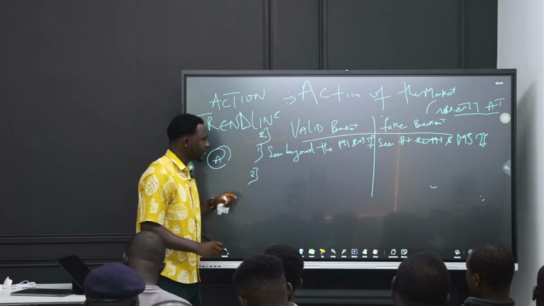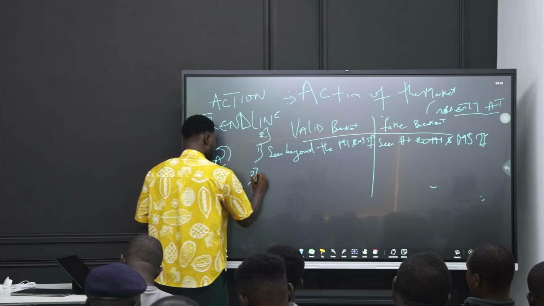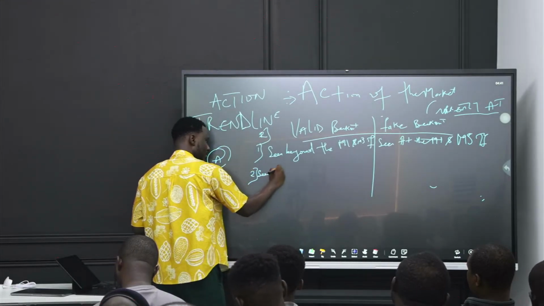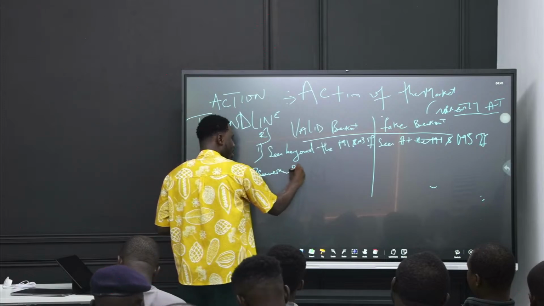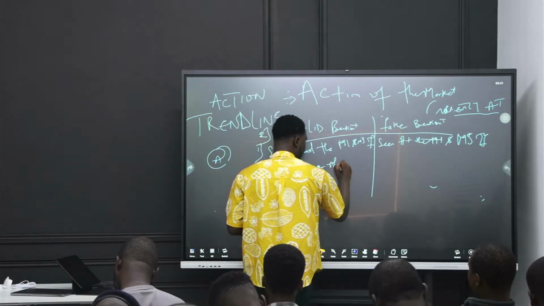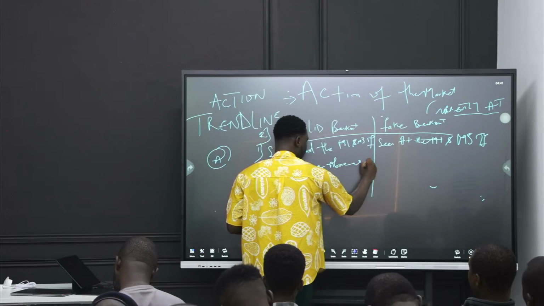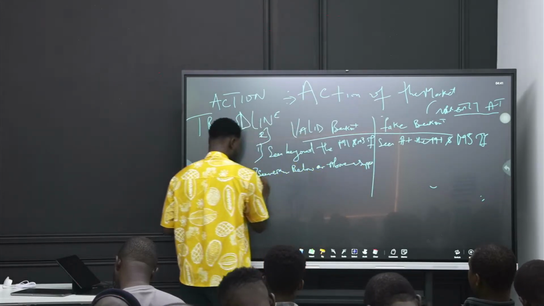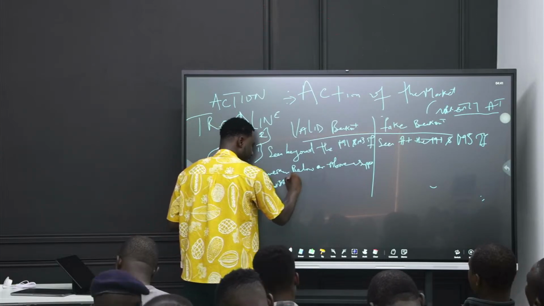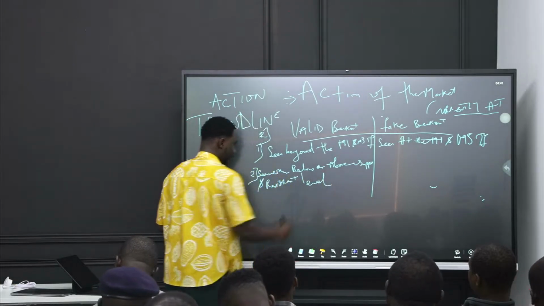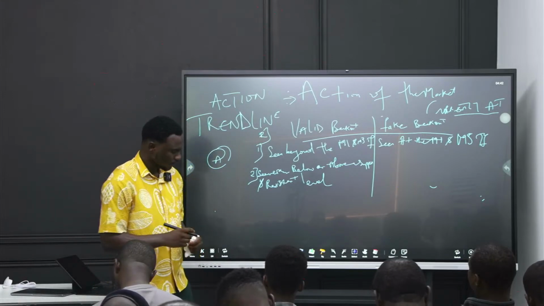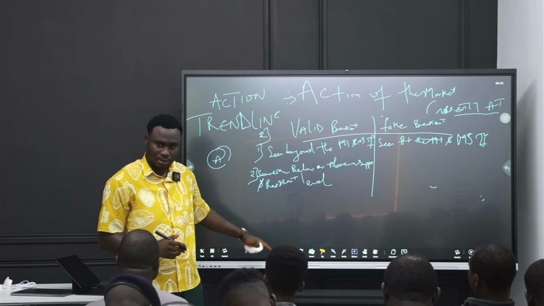The second one is, it has to be seen either below or above a support and resistance level. Let's use the level. It has to be seen below or above a support and resistance level before I can say that I'm seeing a valid breakout.